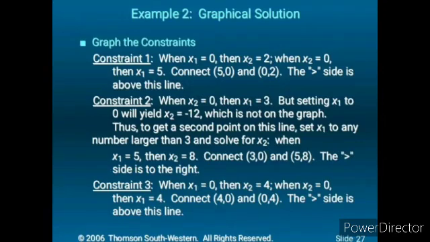Okay? So next, constraint number 3. When x sub 1 is 0, then x sub 2 is 4. When x sub 2 is 0, then x sub 1 is 4. Connect 4, 0 and 0, 4. The greater than side is above this line.